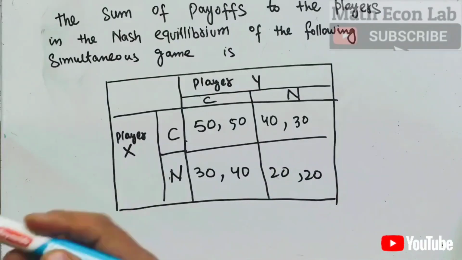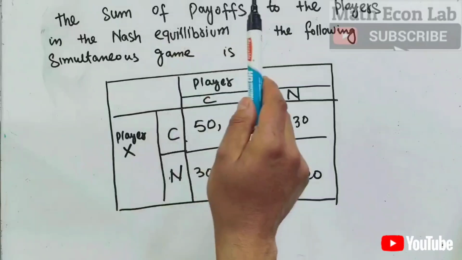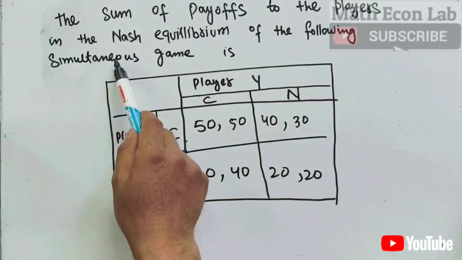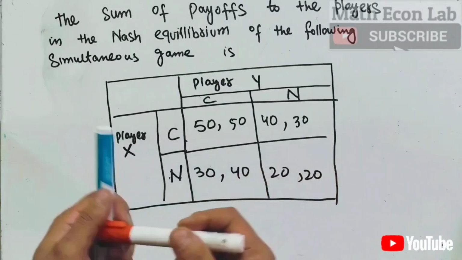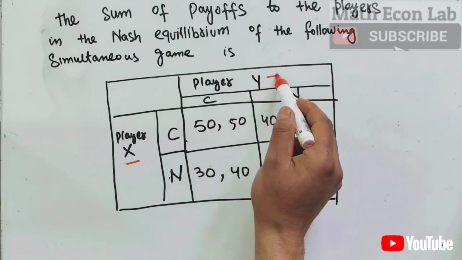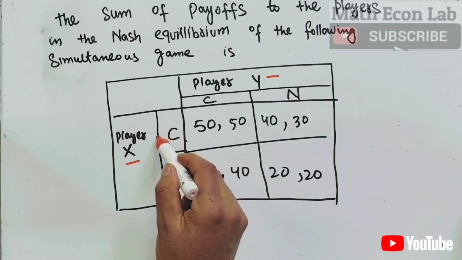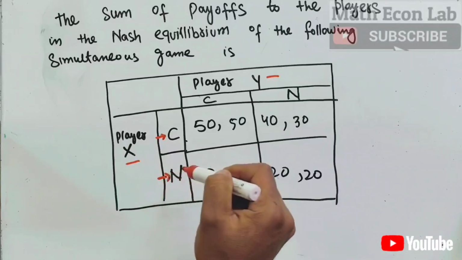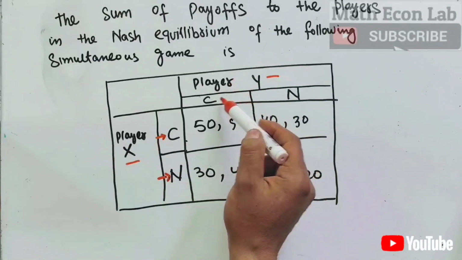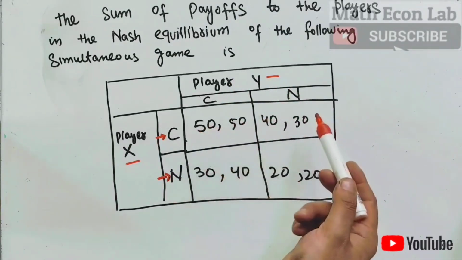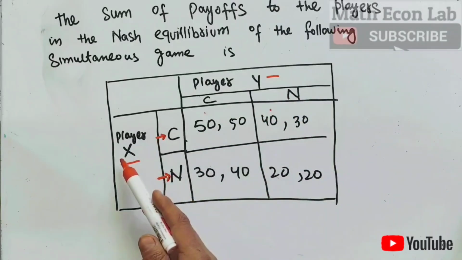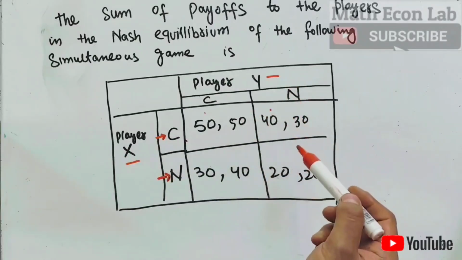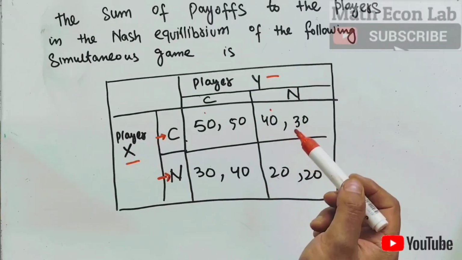Next question is related to Nash equilibrium. The question is, the sum of payoffs to the players in the Nash equilibrium of the following simultaneous game is. We are being given the payoff matrix for two players. We have two players, player X and player Y, and their strategies are cooperate or not to cooperate. And similarly for player Y, we have cooperate or not to cooperate. Payoffs are being given in the cells. The first element in each cell denotes the payoff for player X, and the second element in each cell denotes the payoff for player Y.